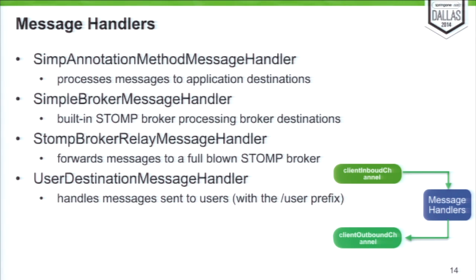This STOMP broker relay message handler lets you delegate the STOMP messages directly to a broker instead of dealing with messages in an embedded broker. So that's basically what you want to do if you want to scale a WebSocket application. And the last type of destinations that we're going to process is the user destinations, because sometimes we want to send a message to a specific user. So we're going to see that every single user will have its own destinations. So we can send messages to those specific destinations to send a message to a particular user.